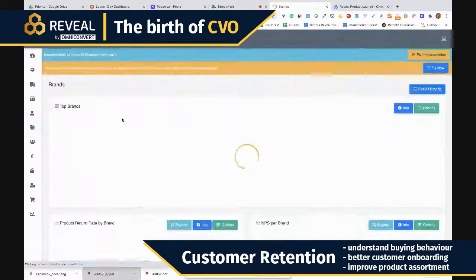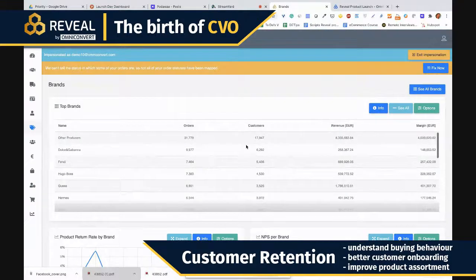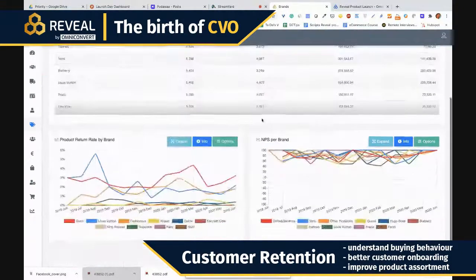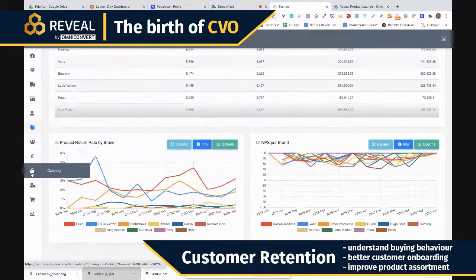So going further in terms of the brands, we want to see also how many orders, how many customers, and you'll be able to see what's the revenue by each RFM, by each brand. And also you can be tracking the NPS by brand, the product return by any brand, so that you can identify the anomalies in your data.